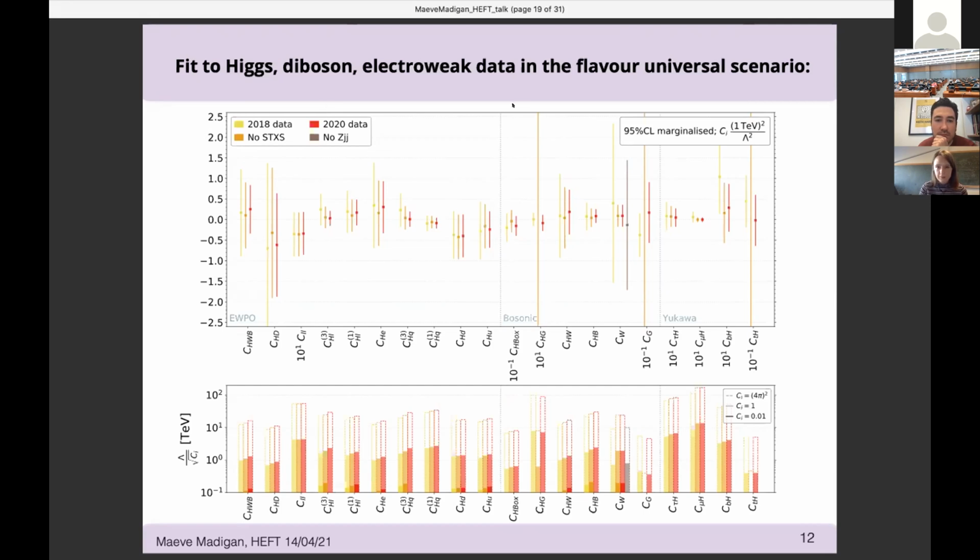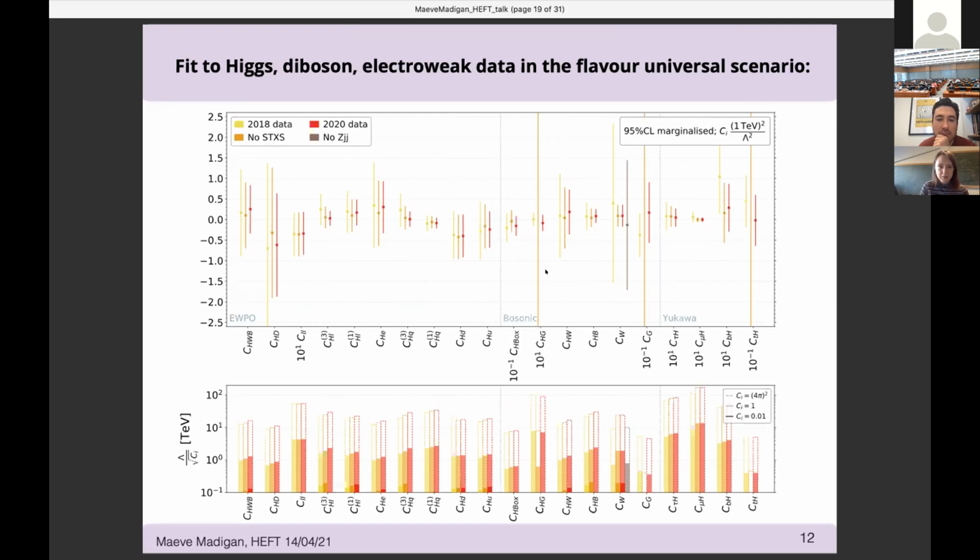And these results are the marginalized results at 95% confidence level. And there's two interesting comparisons I'll make here. So the first is just comparing between the red and the brown. And this is what happens when we remove the ZJJ angular distributions from the fit. And you can see there that the sensitivity to that OW operator is lost. So this ZJJ, we're not completely lost, but it's reduced. And so this kind of confirms that this ZJJ measurement is driving the sensitivity to that operator there.